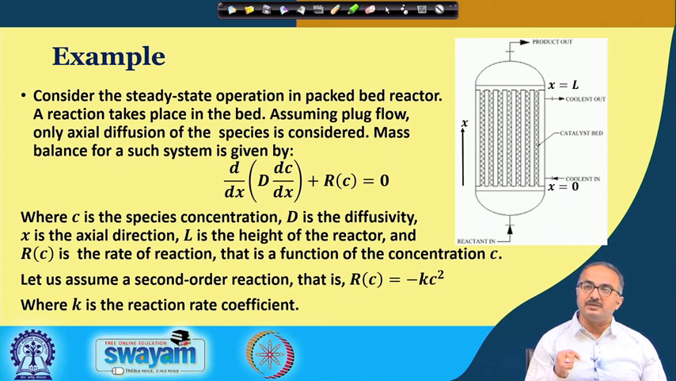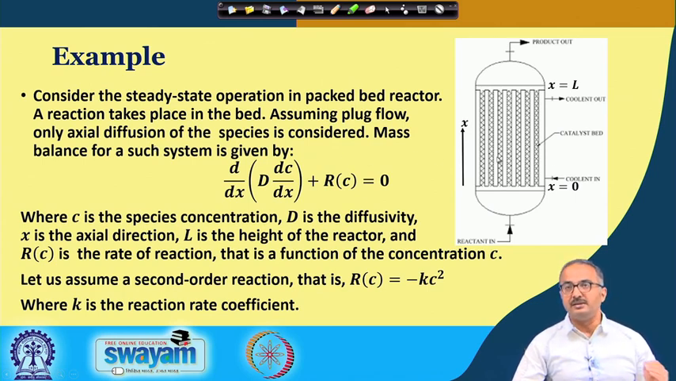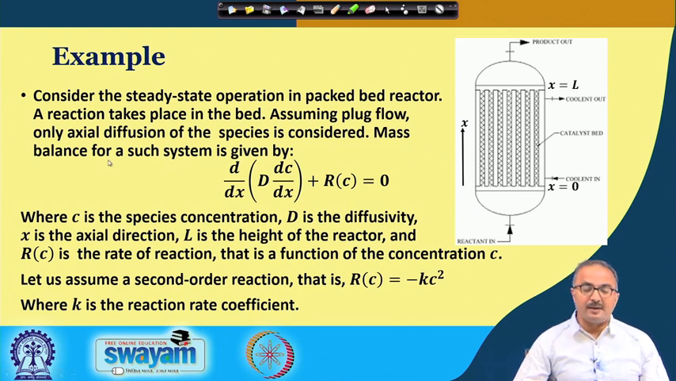So because of this gradient, there will be a diffusive flow. Okay? So that is why we say that there will be axial diffusion, and due to the plug flow assumption, in the radial direction there will not be any gradient. That is, we are taking complete mixing in the radial direction. And the mass balance for such a system reduces to this.